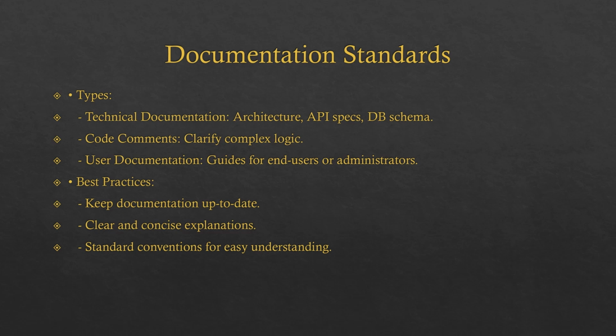Moving on to documentation standards, proper documentation is key to ensuring that our code can be easily understood by other developers or even our future self. There are three main types of documentation: technical documentation, such as architectural diagrams or API specs, code comments which explain complex logic, and user documentation which guides end users or administrators. Best practices include keeping documentation up to date and using clear, concise language that anyone can understand.